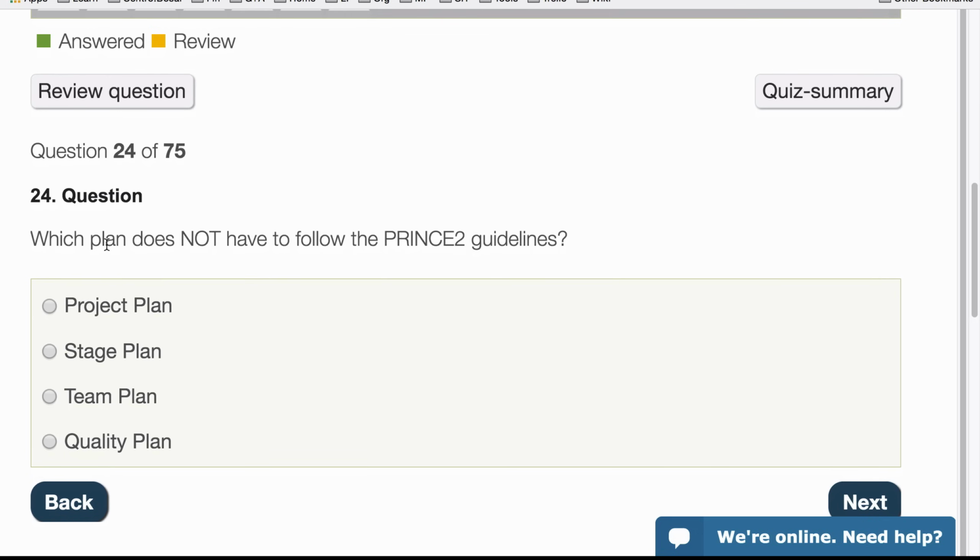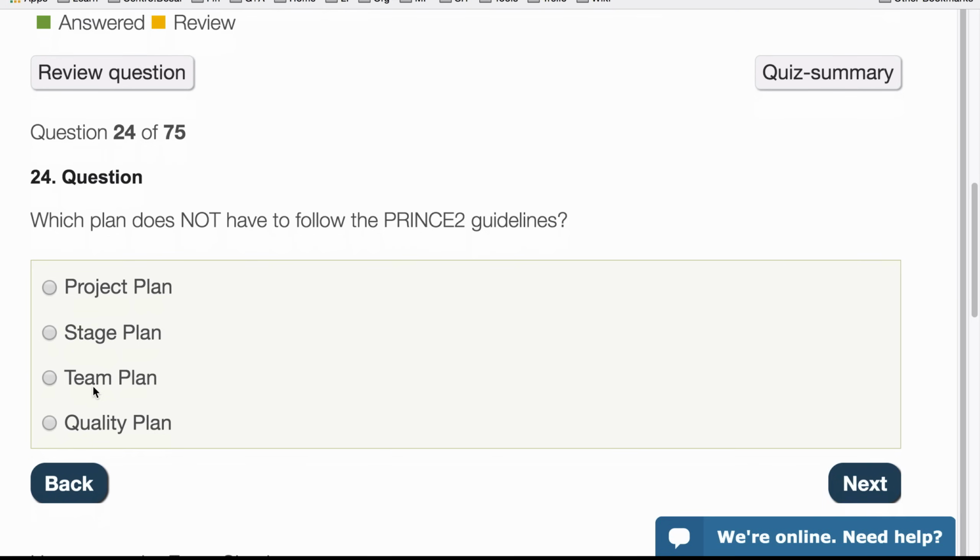Question 24. Which plan does not have to follow the PRINCE2 guidelines? So is it the project plan, the stage plan, the team plan, or the quality plan? The project plan has to, the stage plan has to as well. The team plan can actually follow any guidelines whatsoever, but the quality process that you must follow has to be done. So the team plan is what's required. In some cases, the project can use PRINCE2, while the team could use Scrum or Agile.